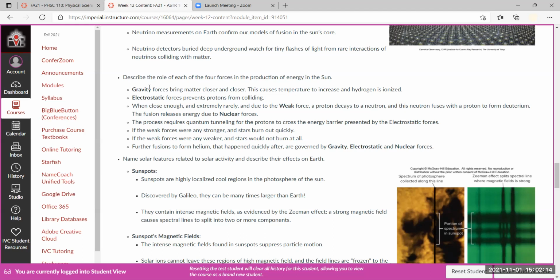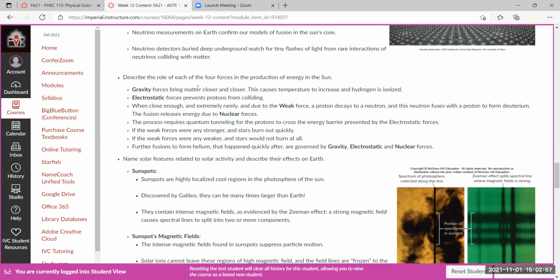But rarely, when they're close enough, the weak force changes one of those protons into a neutron, and then the neutron and the proton fuse to form heavy hydrogen. That's the three forces so far, including the nuclear force at the end. So the four forces are actually involved at this point. Then the nuclear force, with the force of gravity, pulls things together again, the same process. Now they form helium-3, and then helium-3 and helium-3 fuse again through the nuclear force, with gravity pulling them together. Electrostatic force does not want them anywhere near, but in this case the nuclear force is so strong that it fuses them.